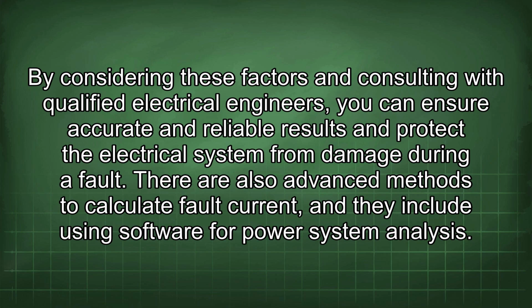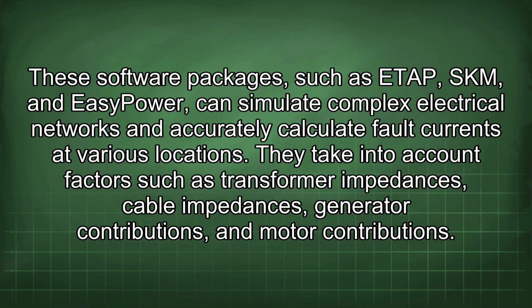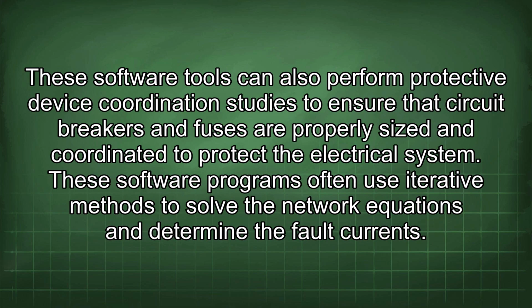There are also advanced methods to calculate fault current, and they include using software for power system analysis. These software packages, such as ETAP, SKM, and EasyPower, can simulate complex electrical networks and accurately calculate fault currents at various locations. They take into account factors such as transformer impedances, cable impedances, generator contributions, and motor contributions. These software tools can also perform protective device coordination studies to ensure that circuit breakers and fuses are properly sized and coordinated to protect the electrical system.